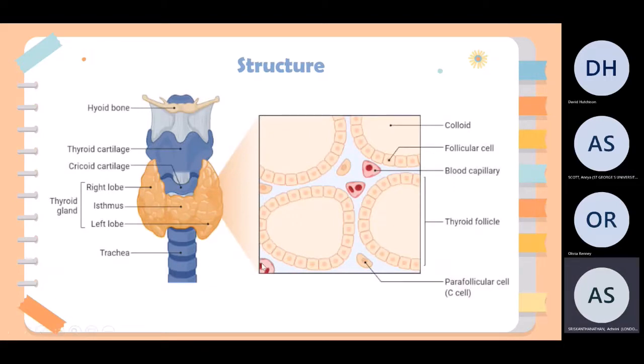Just the structure: you've got your two lobes here and the isthmus, which is joining both lobes, and it sits over your trachea here. The thyroid gland itself has these little lobules. They're basically little spherical forms covered in cuboidal cells, which are your follicular cells, and it has a colloidal filling inside where a lot of things happen, and it's known as the thyroid follicle.